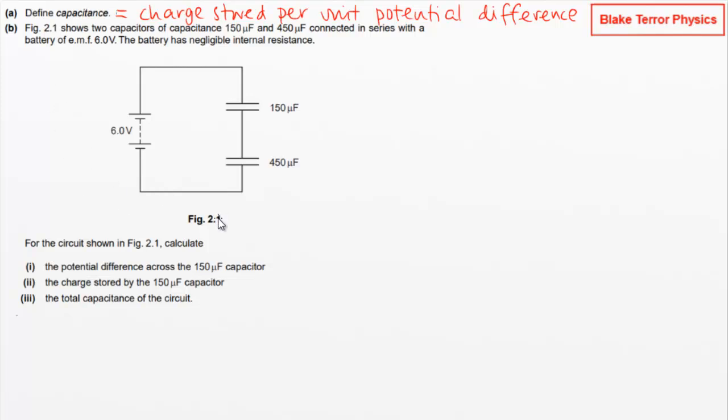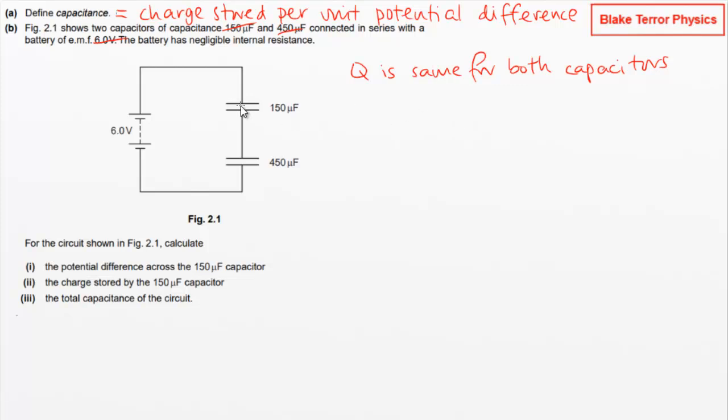Part B, figure 2.1 shows 2 capacitors of those capacitances connected in series with that battery. Everything's in the picture. Calculate the potential difference across the 150 microfarad capacitor. So we've got the same charge stored on both of these. These will get charged up. So Q is the same for both capacitors. That's our starting point with dealing with all of this.